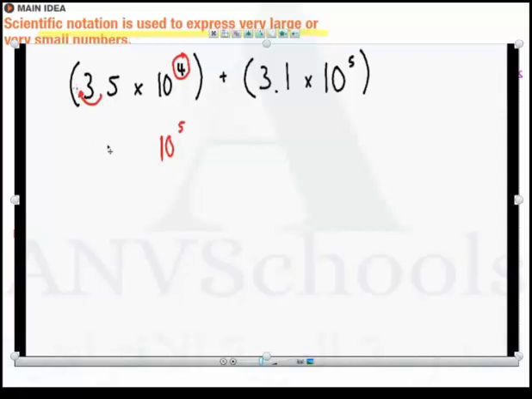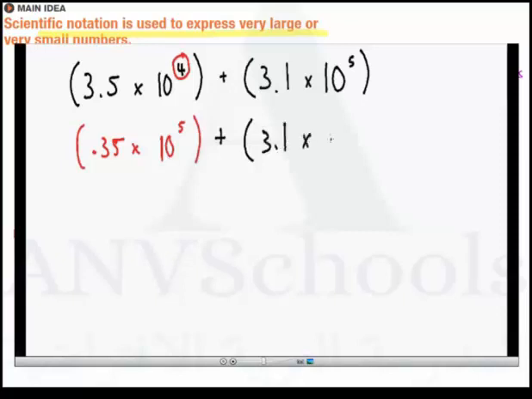So we will have 0.35 multiplied by 10 to the power 5. Then if you check, you can prove this. You can always check if your answer is right. You will get 35,000, and even in this case, you will still get 35,000 as your answer. So in both cases, you get 35,000.